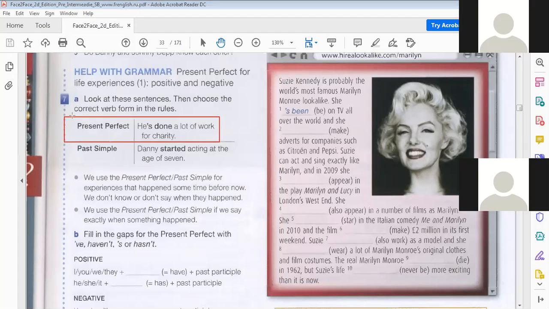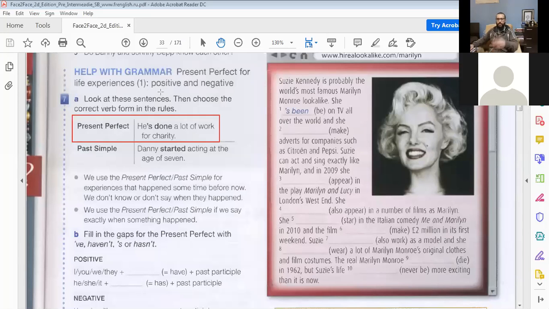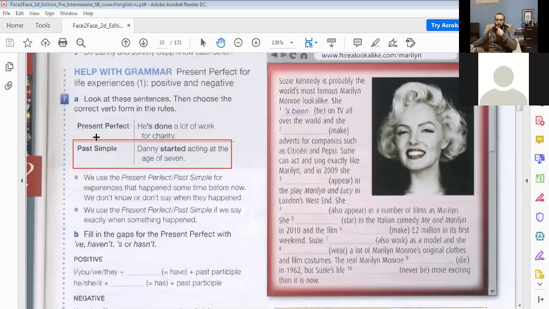So if you want to talk about something that happened in the past without giving a lot of details, we should use the present perfect. This is the idea. The past simple is kind of the opposite, because with the past simple, we give specific details. So we say exactly when something happened, we talk about it, we give details.